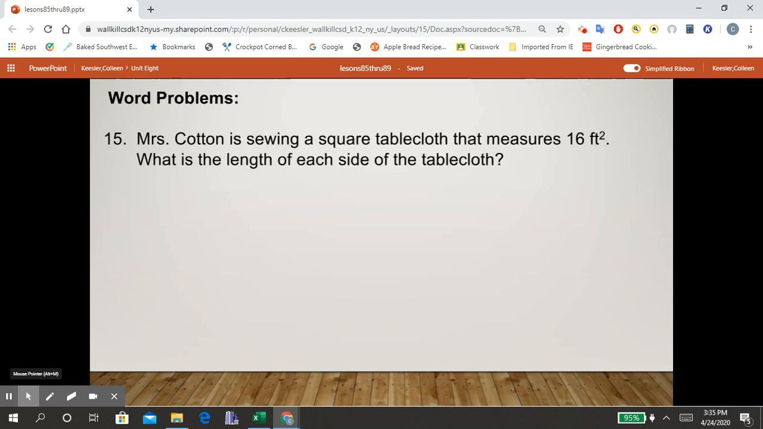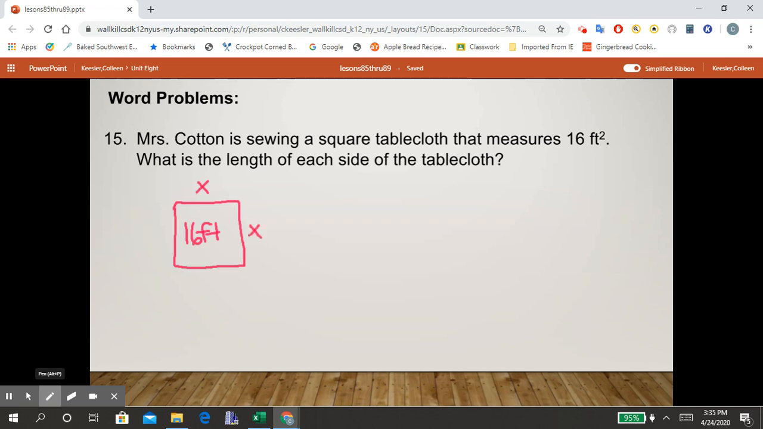So then we can have a word problem as well. It says Mrs. Cotton is sewing a square tablecloth that measures 16 feet squared. What is the length of each side of the tablecloth? Well, it's a square, and its area is 16 feet squared. So we want the sides to be the same.